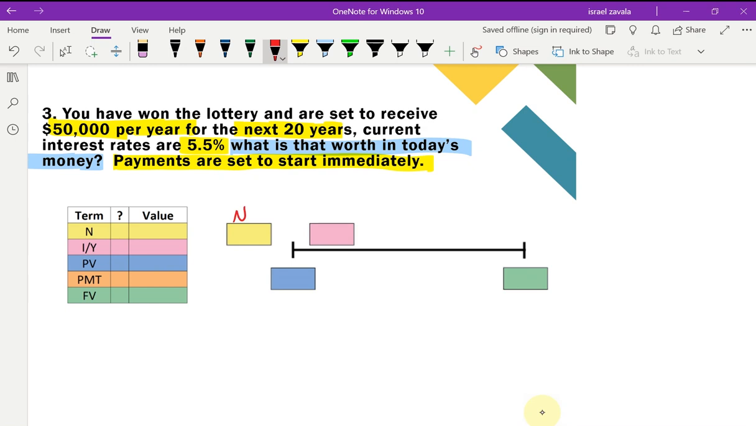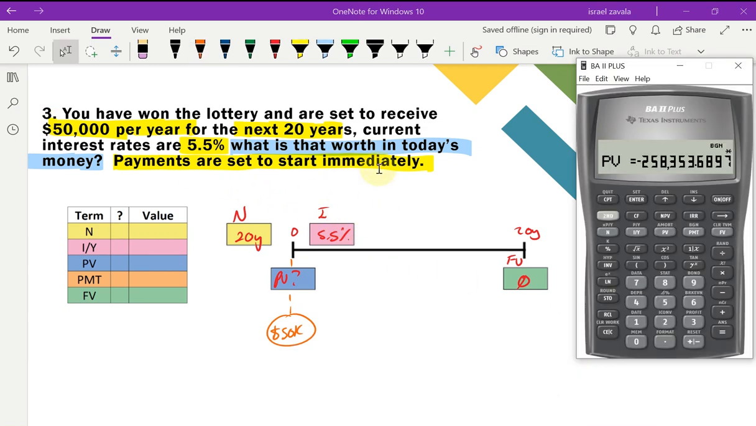So number of years, I have 20 years. Interest rate, 5.5%. That's what we're going to discount this stream of payments by. Present value is what we're looking for. Future value is 0. And then we have year 0, and then we have 20 years we're going to be receiving these payments. So we're going to be receiving $50,000 in payments. Let's put that into our financial calculator.